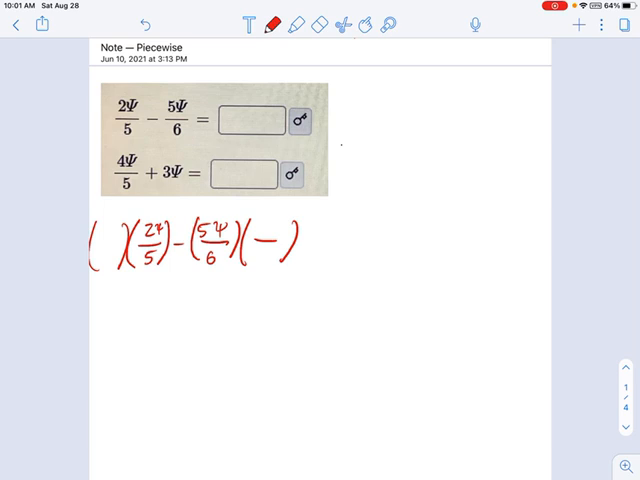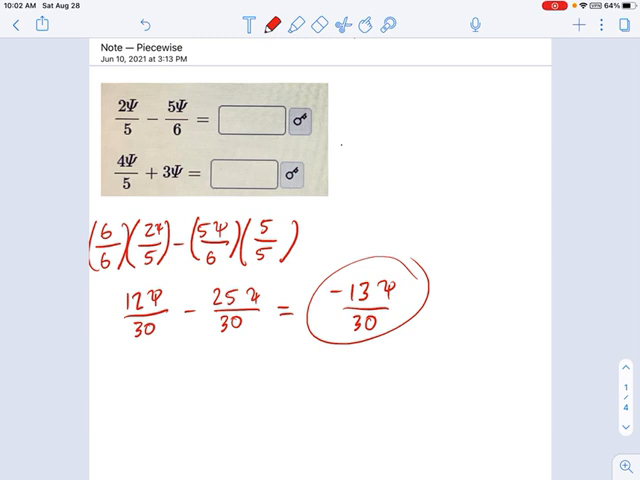Now, what could we multiply the denominators by, 5 and 6, to make them equal? Well, how about if we multiply the right side by 5 over 5, the left side by 6 over 6? So what do we get? We get 12 psi over 30 minus 25 psi over 30. Well, now we have our common denominators, and you can just simplify this straight through. This becomes negative 13 psi on top over 30, and that's going to be your answer.